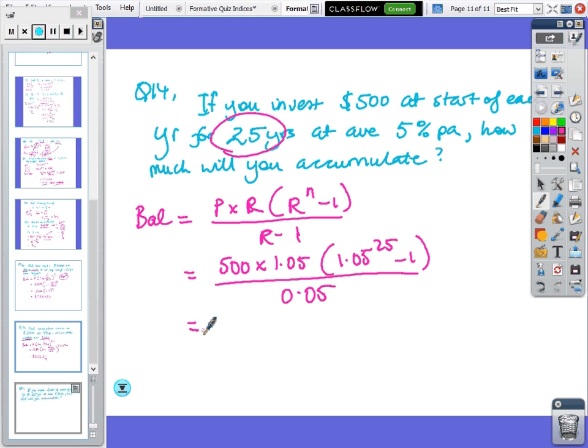Just putting this in my calculator while we're not doing anything here. So you get $25,056.73. And I think that's the last one.